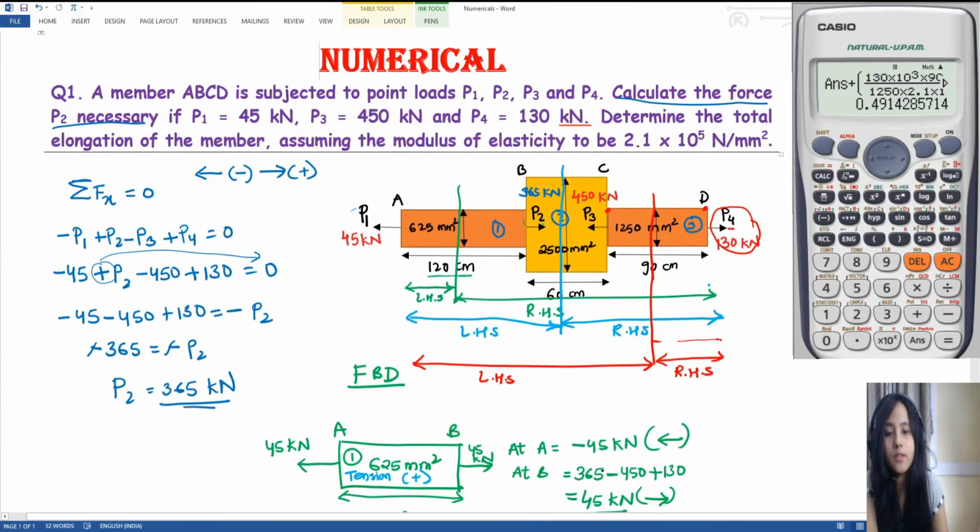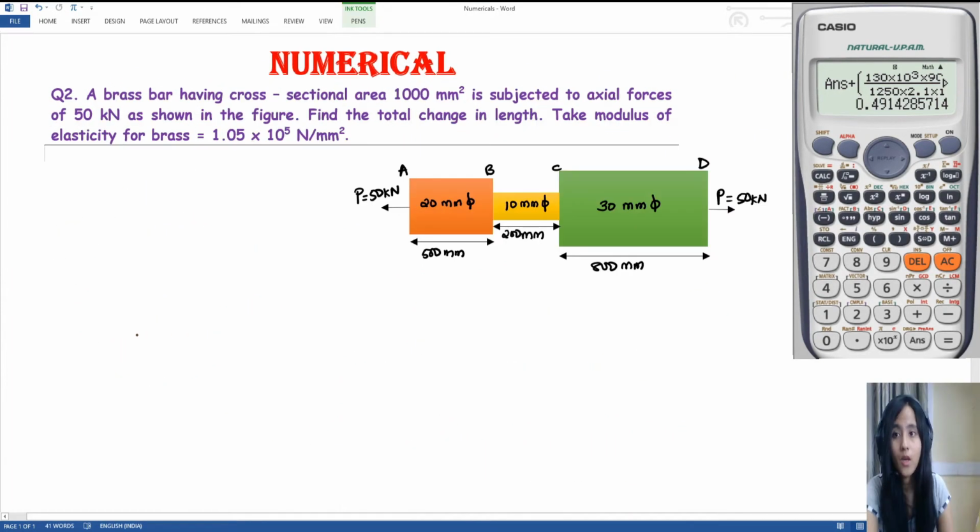Let us solve the second numerical now. A brass bar having cross-sectional area A 1000 mm square is subjected to axial forces of 50 kN as shown in the figure. Find the total change in length. Take modulus of elasticity for brass equals to 1.05 into 10 raised to power 5 Newton per mm square.